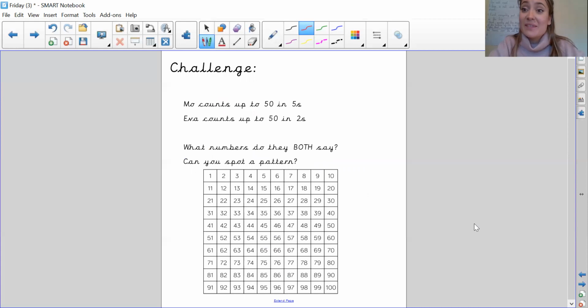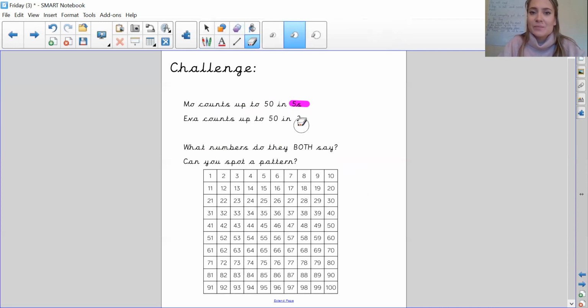Okay, if you've done that, we are going to do a quick challenge. So here it says Mo counts up to 50 in 5s. Eva counts up to 50 in 2s. What number do they both say? Can you spot a pattern?